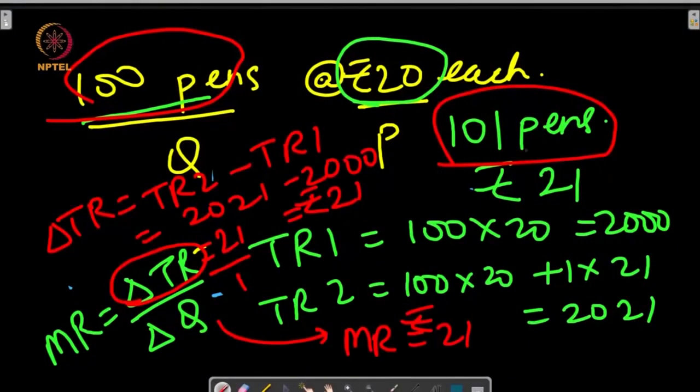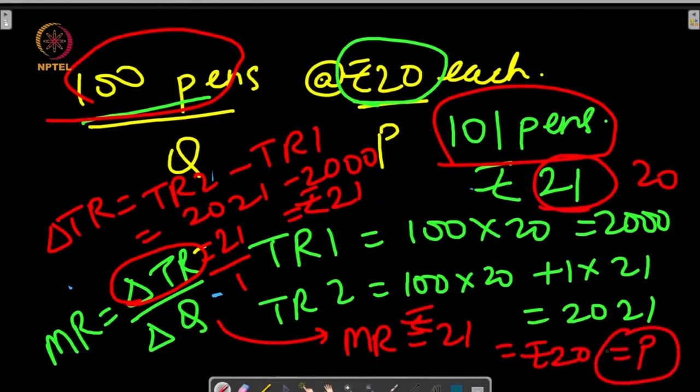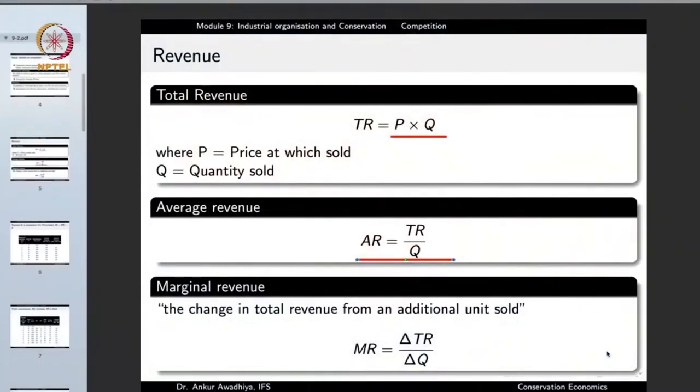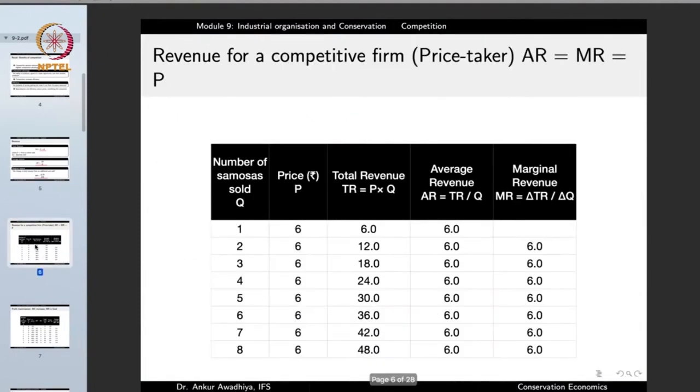Now, this is a theoretical construct, but when we are talking about a perfectly competitive market, in that market everybody is a price taker. The seller is a price taker, the buyer is also a price taker, which would mean that the 101st pen will also be sold for 20 rupees. And in that case, the marginal revenue will also be 20 rupees, which is equal to the price. So marginal revenue is the change in the total revenue from an additional unit sold, delta TR divided by delta Q. And in the case of a perfectly competitive firm, we will have average revenue equal to marginal revenue equal to the price.